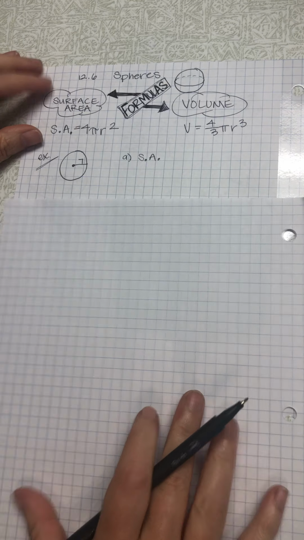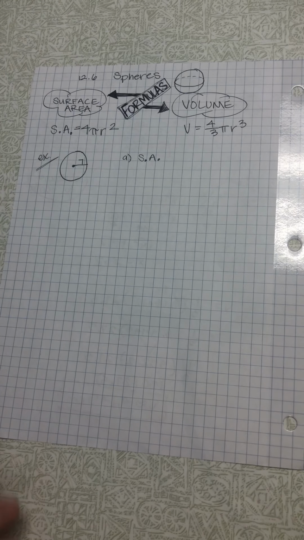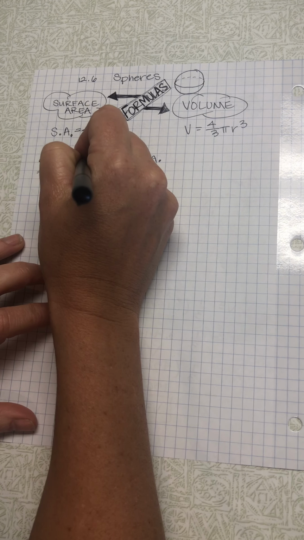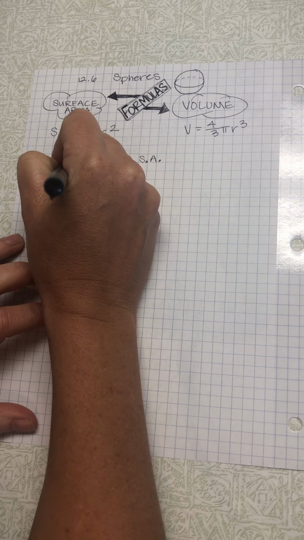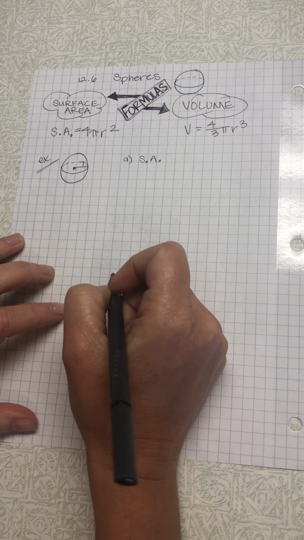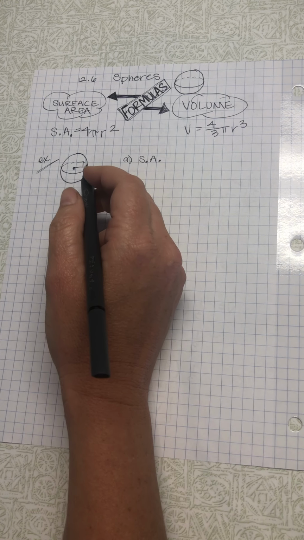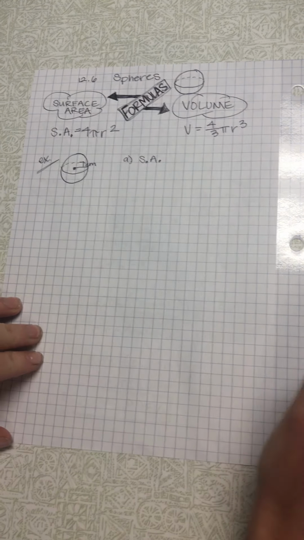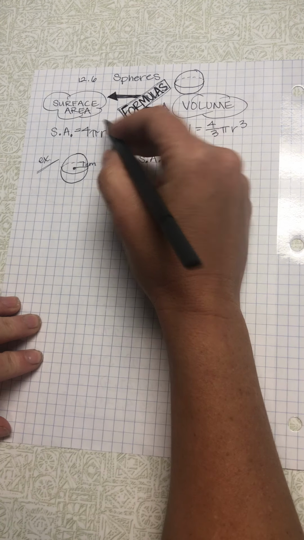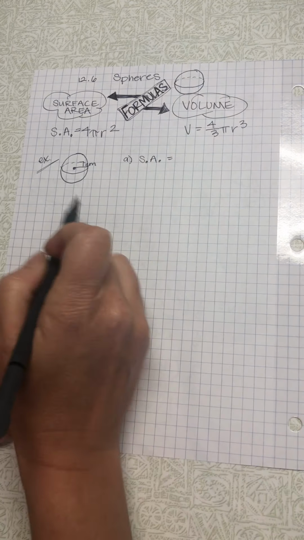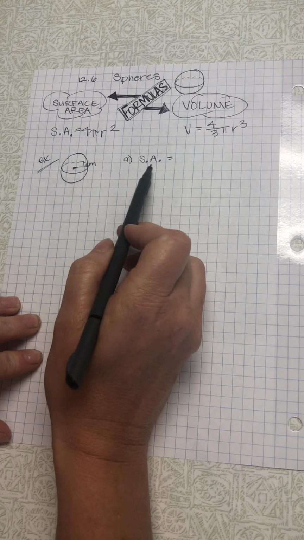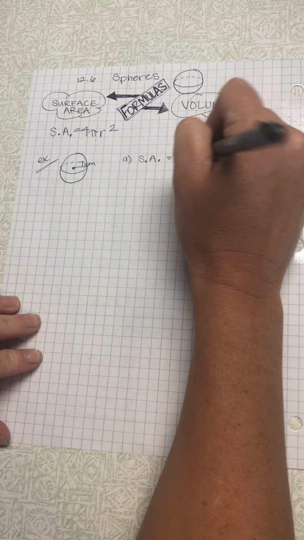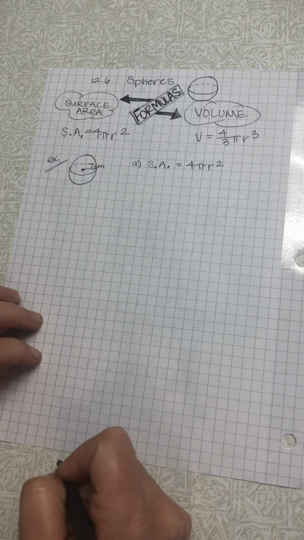Let's do an example. Let's say we have a sphere, and the radius of the sphere is 7. Let's say centimeters, 7 centimeters. So we're going to find the surface area first, okay? So for example, A, surface area, we're going to use 4 times pi times r squared.